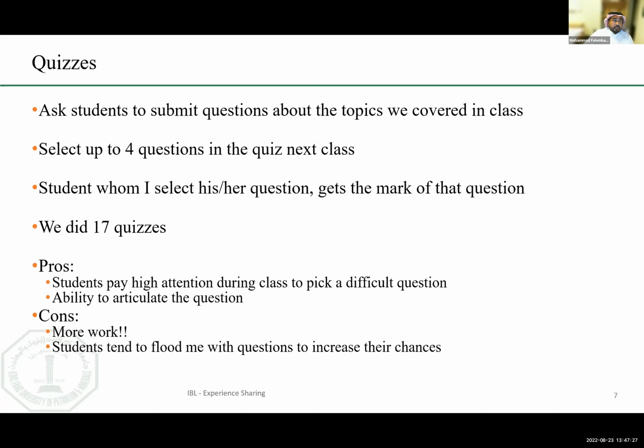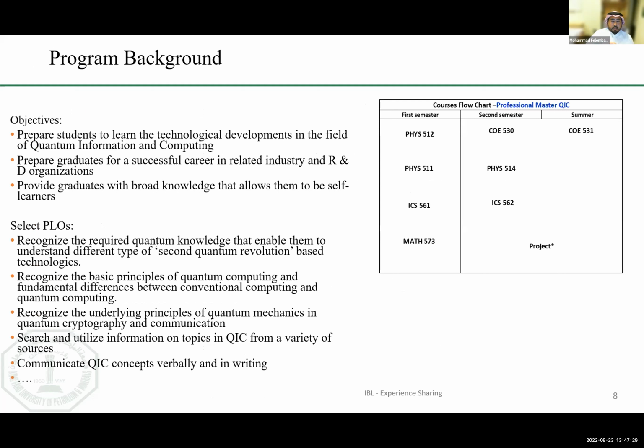So I went back to the PEOs, the program educational objectives, as well as the program learning objectives, and I was trying to find ways to connect the other 7 courses with this course. I was basically looking at the last 2 PLOs: search and utilize information on topics in QIC, as well as communication, either verbally or in writing. So I decided to embed 2 things in this course.